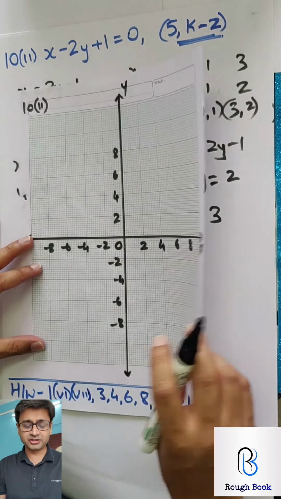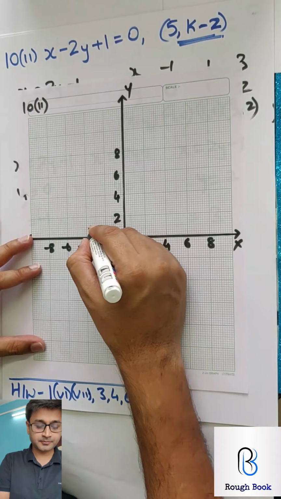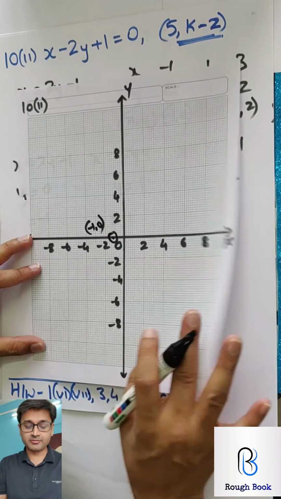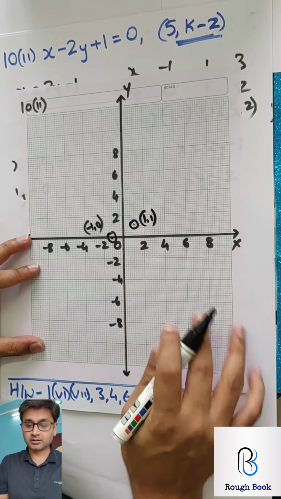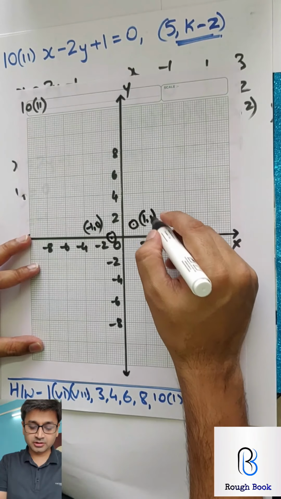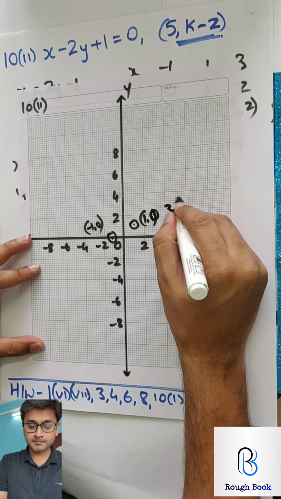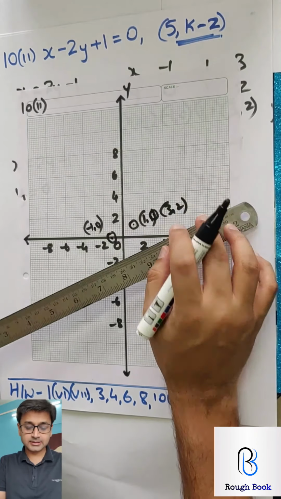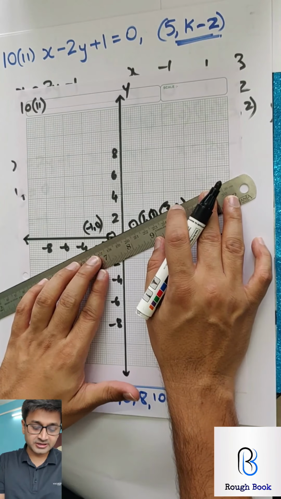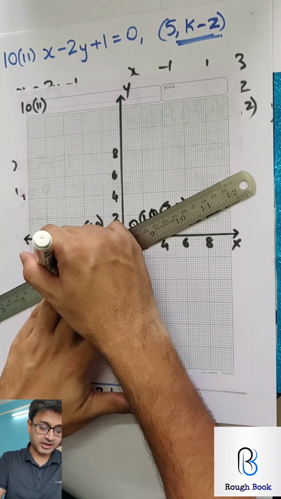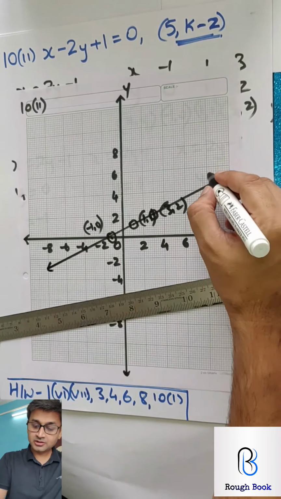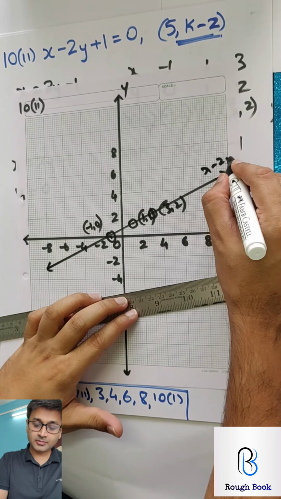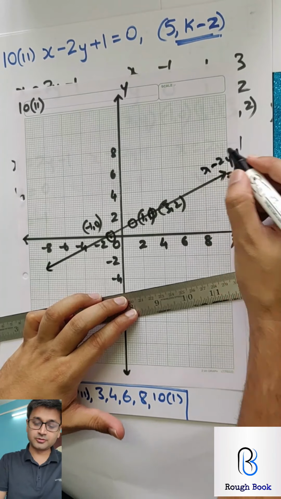Yeah, minus 1, 0, the first point. Then 1 by 1. So 1 by 1 should be here. And the third point, 3 by 2. So 3 by 2 should be here. Let's draw a line. Has to be collinear, obviously. Draw a bigger line, so that in case you have to find other parts, you can easily find it. So x minus 2y plus 1 equals to 0.